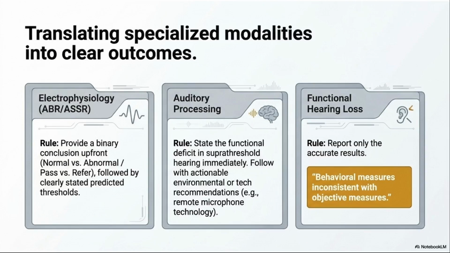For electrophysiology, the rule is to provide a binary conclusion up front, such as normal versus abnormal, followed by predicted thresholds. For auditory processing, the rule is to state the functional deficit immediately, followed by actionable environmental or technological recommendations. For functional hearing loss, the rule is to report only the accurate results. The phrase "behavioral measures inconsistent with objective measures" clearly communicates that outcomes are not as expected with a functional hearing loss.